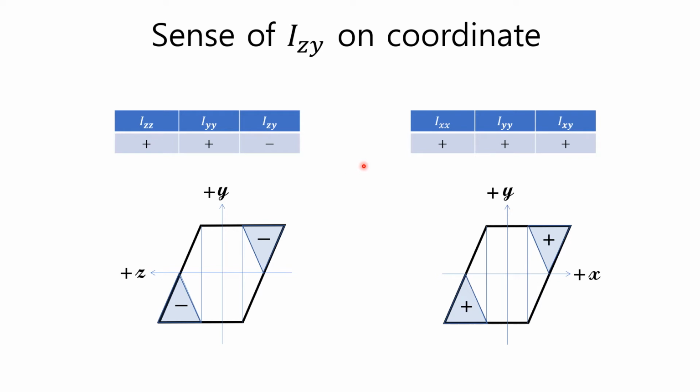We need to be careful about the sense of the product moment of area because the sense relies on the directions of the axes. In the left picture, the positive z direction is to the left. Therefore, the sense of product moment of area is minus. On the other hand, in the right picture, the positive x direction is to the right. Therefore, the sense of product moment of area is plus. The sense of product moment of area is very important because the direction of the principal axis relies on it. I will show you later in detail.